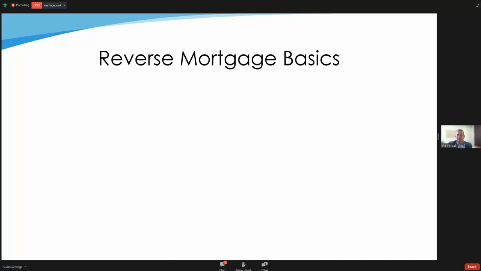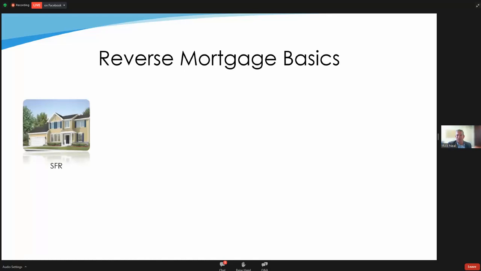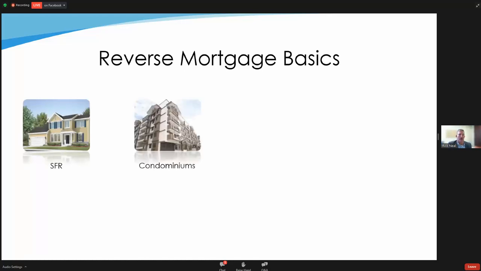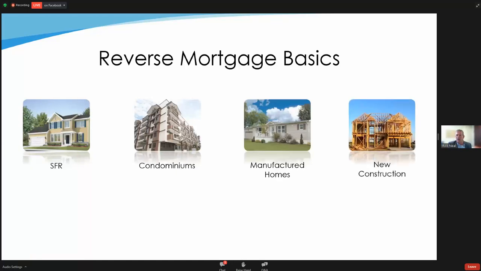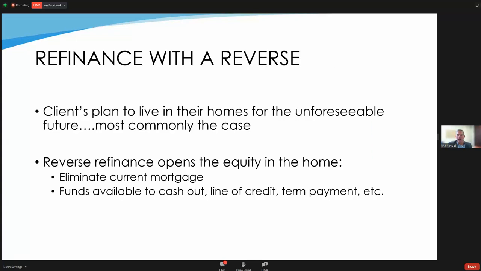When we look at properties that a reverse will work for, just about any type of property: single family homes, a condo unit that meets HUD requirements, manufactured homes that meet HUD requirements, and new constructions. Okay, now that we've covered the basics of how a HECM works, let's switch gears and look at a refinance scenario that could assist a realtor, and then we'll look at the reverse for purchase.